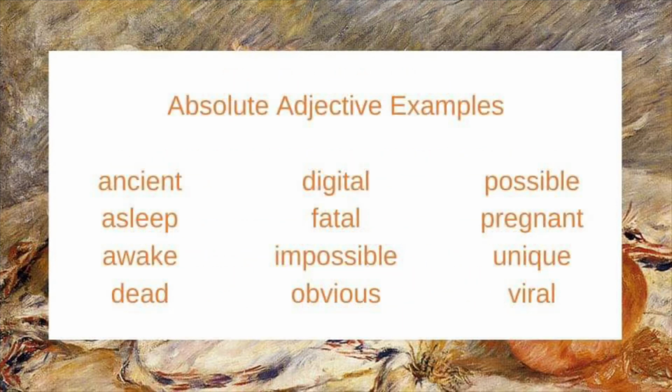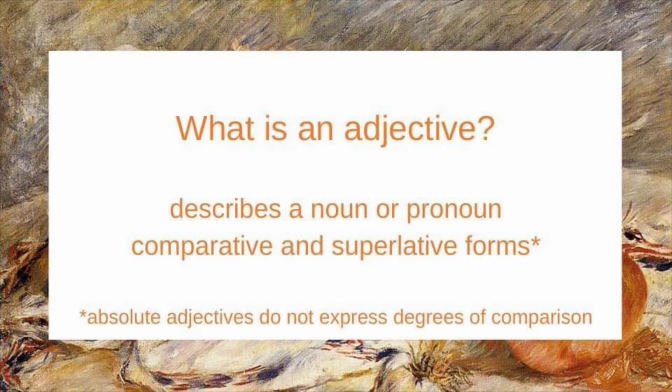For example, someone is either pregnant or not pregnant. Something is either dead or not dead. You can be awake or not awake. So what is an adjective? An adjective is a word that describes a noun or pronoun.